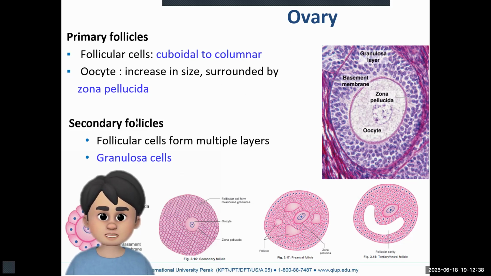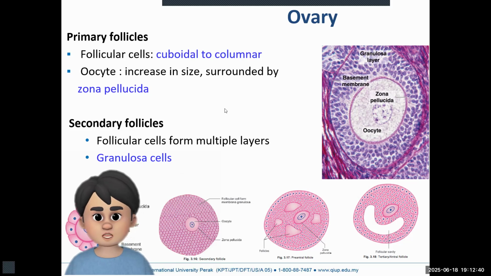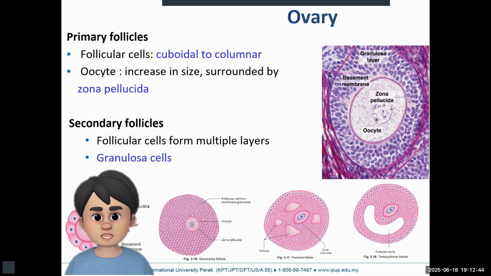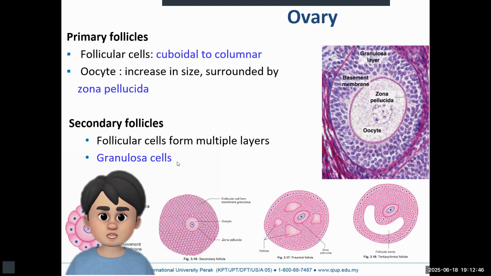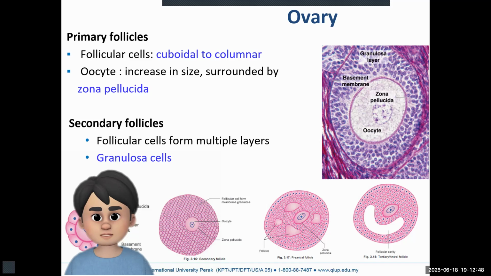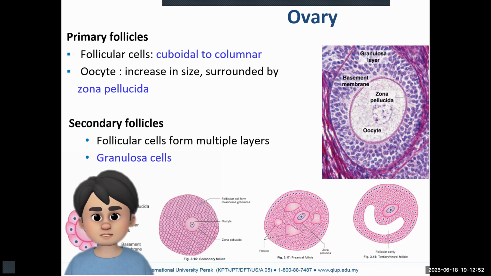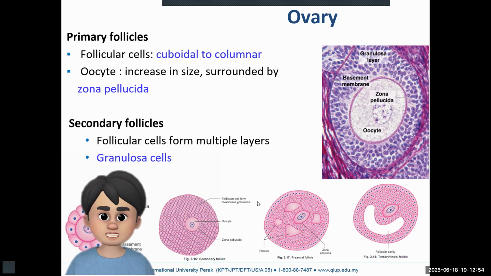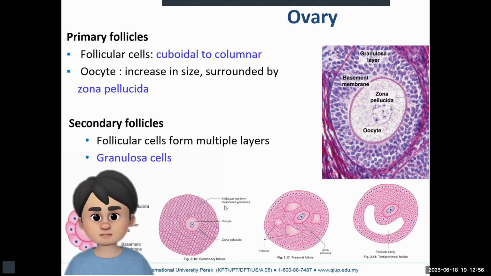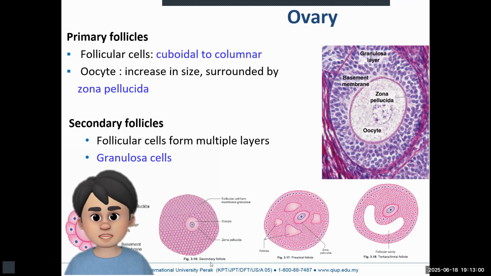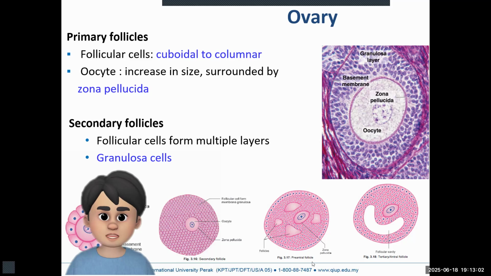Secondary follicle, right? Follicular cells form multiple layers. So granulosa cells. You have to know about these things. Primary follicle, zona pellucida, follicular cells, basement membrane. Then the follicular cells form the membrana granulosa, oocyte, zona pellucida. So this is called the secondary follicle.